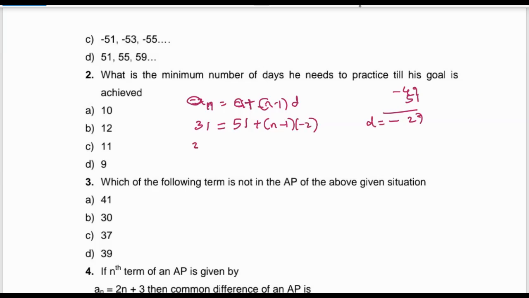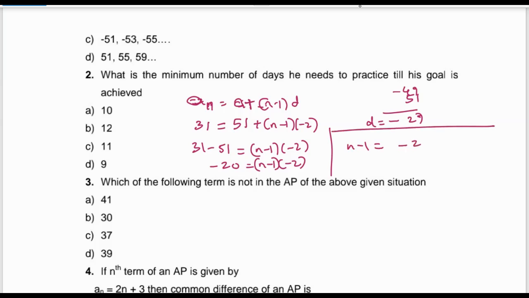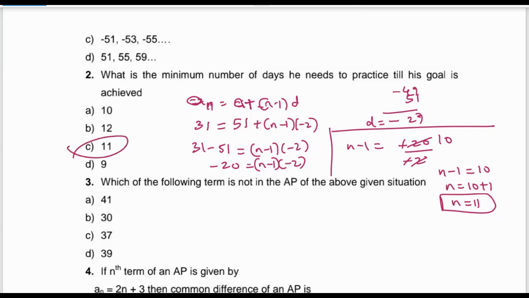So it will be 31 minus 51 equals n minus 1 into minus 2. So that is minus 20 equals n minus 1 into minus 2. So n minus 1 will be minus 20 divided by minus 2. Minus and minus cancel. 2 tens are 20, so n minus 1 is 10. So n will be 10 plus 1, which is 11. So he will achieve it in 11 days.